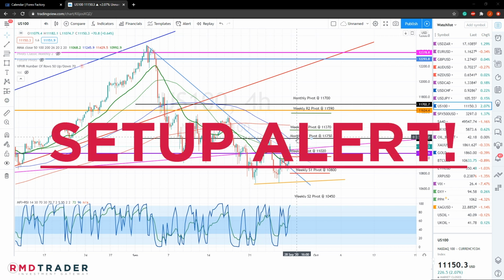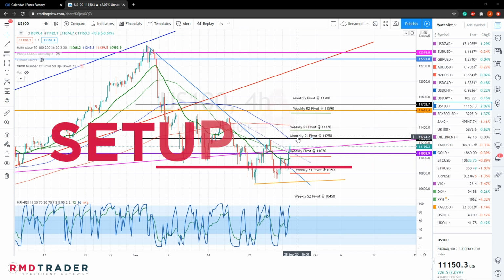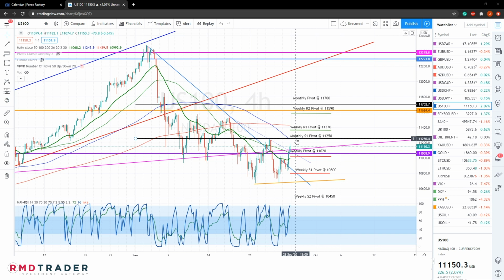In the scenario that we see price recover to at least the monthly pivot at 11,700, and that could only happen, of course, if we close above this monthly S1 pivot, that would mean we can perhaps retest this monthly pivot at 11,700. However, if price fails to get above this monthly S1 pivot at 11,250, or perhaps at this 11,370 level where it meets up with the 200 SMA on the 4-hour.